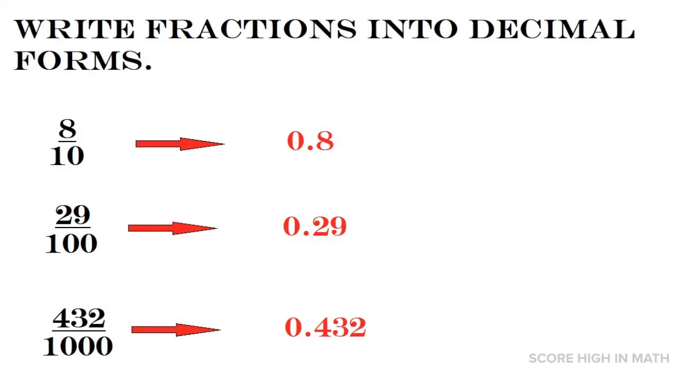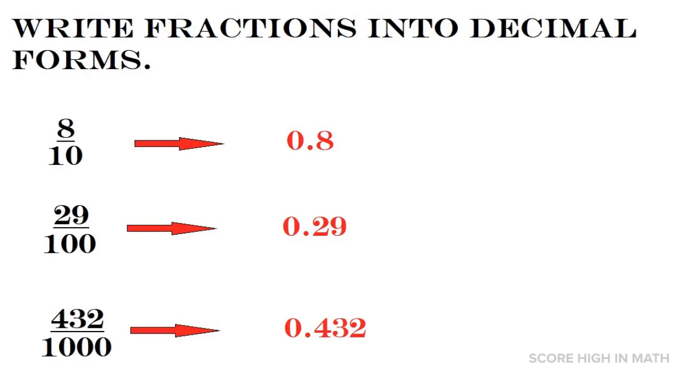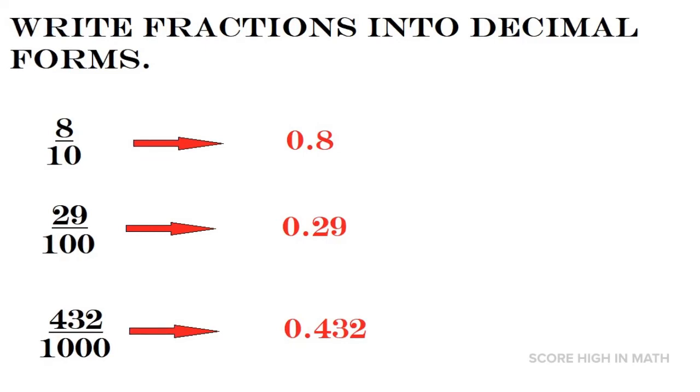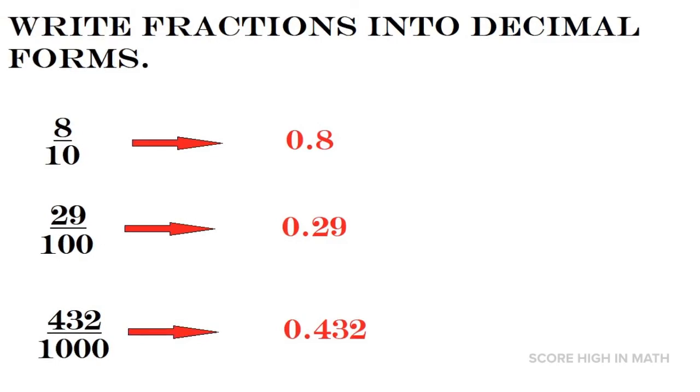Moreover, I want you to pay attention very well. If the denominator has 10, as in 8/10, there must be one number after the decimal point to the right. Subsequently, if the denominator has 2 zeros, I want you to notice the decimal form. There's two numbers to the right of the decimal point. And if the denominator has 3 zeros, there must be 3 numbers to the right of the decimal point. Remember that?